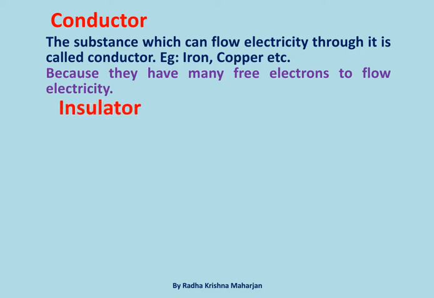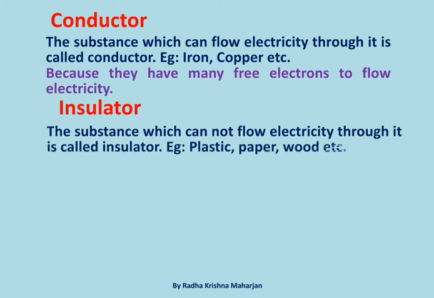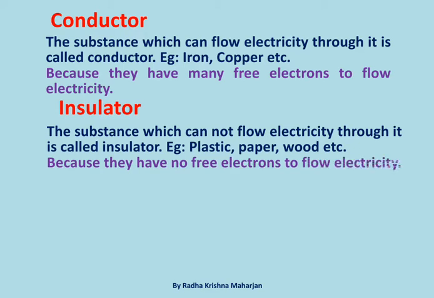Insulator. The substance which cannot flow electricity through it is called insulator. Example, plastic, paper, wood, etc. Because they have no free electrons to flow electricity.